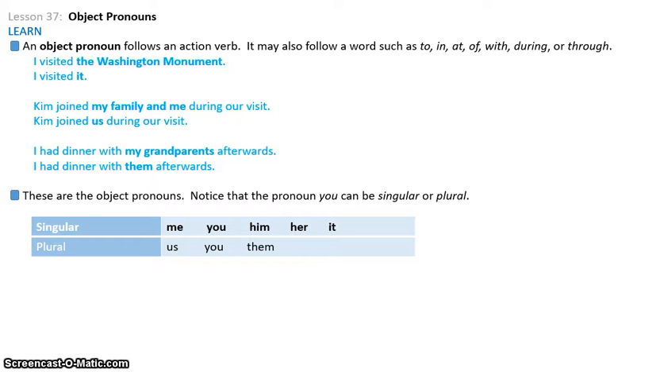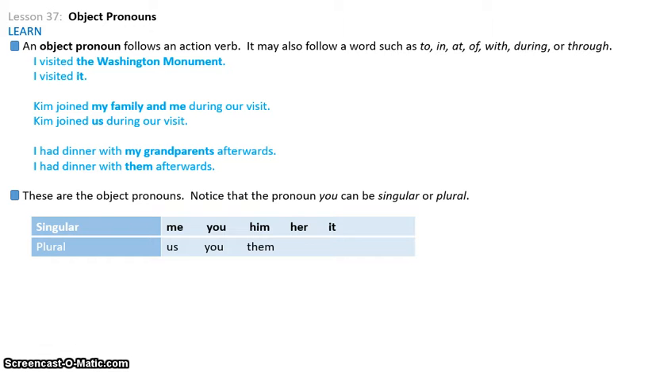So it says, I visited the Washington Monument. I visited what? So an object pronoun follows an action verb. It may also follow words such as to, in, at, of, with, during, and through. Ooh, do we recognize what those words are? Those words look like prepositions to me. Okay, so it says, I visited the Washington Monument. I visited what? I visited it. So I have taken the Washington Monument, which is one thing, and replaced it with the object pronoun it.